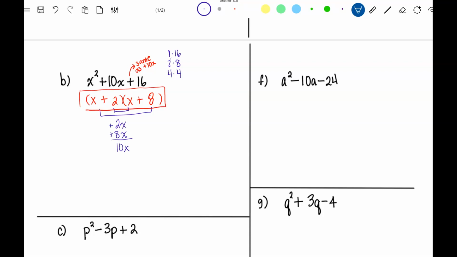Now let me show you real quick in case you think, what about 1 and 16? They both multiply to give 16, but remember they also have to combine to give 10. So if I check this, that's 1x, and check that, that's 16x. If I combine those, I get 17x, and I'm looking for 10x, so that doesn't work.